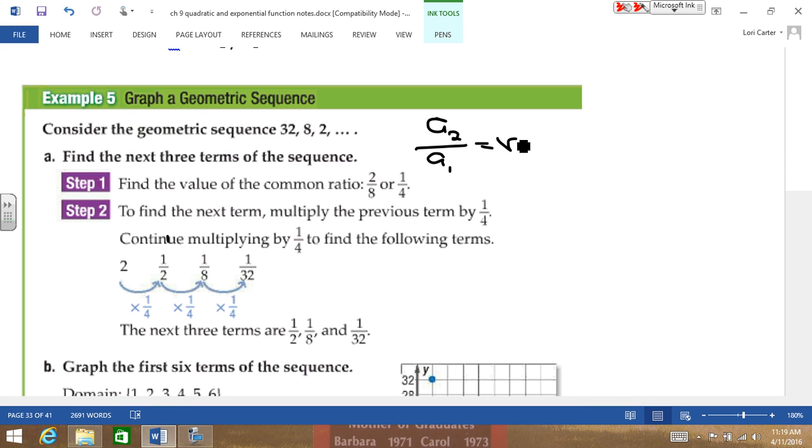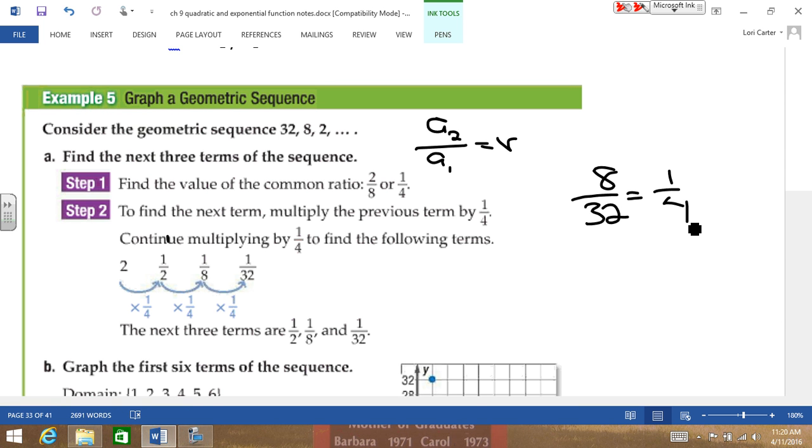So what is 8 divided by 32? 8 divided by 32 is not 4. It is 1/4. So is 8 times 1/4 equal to 2? Yes. All right, now there's a couple ways to do geometric sequences. We're going to show you the formula because it's the easiest.